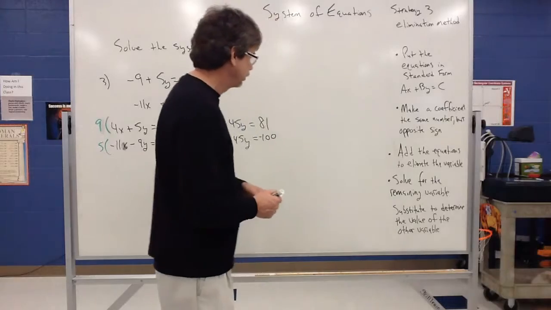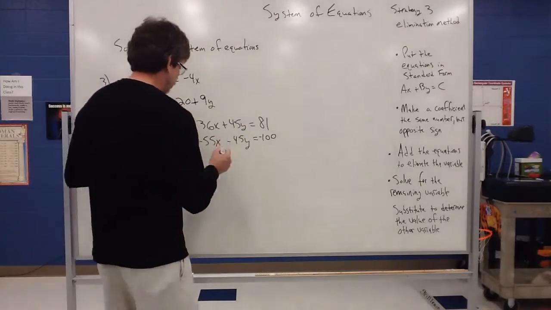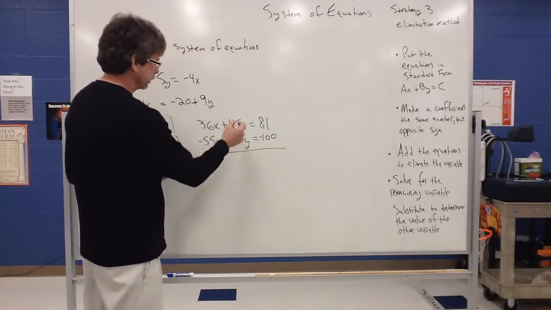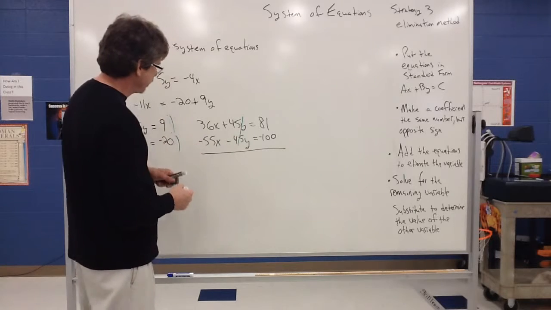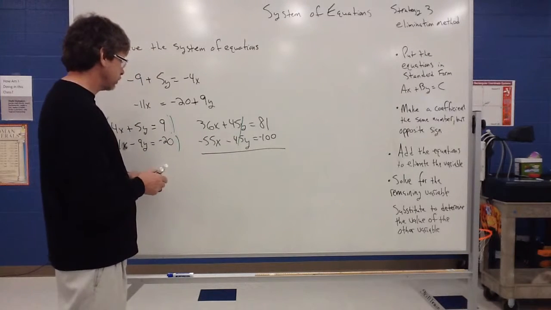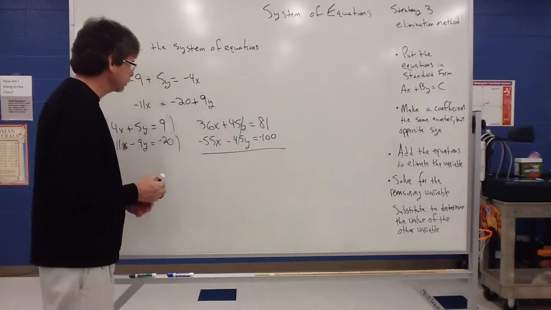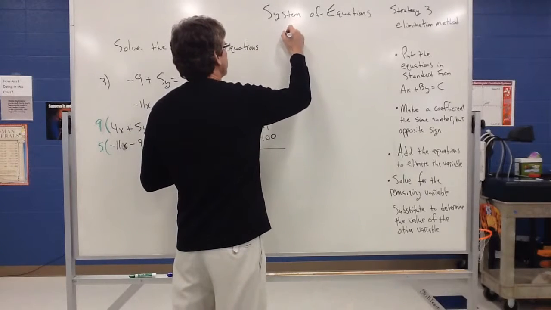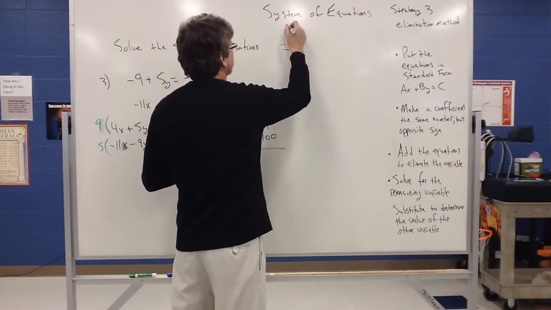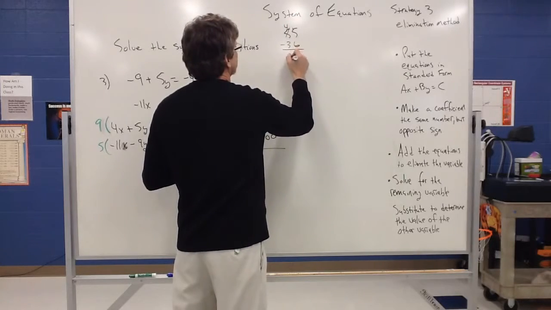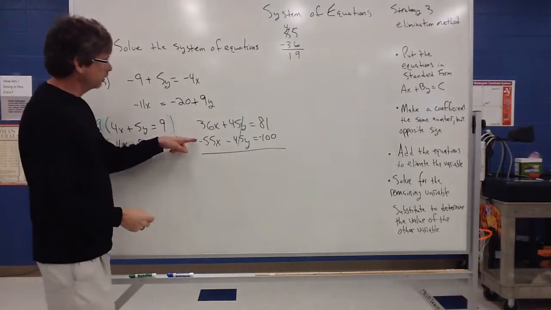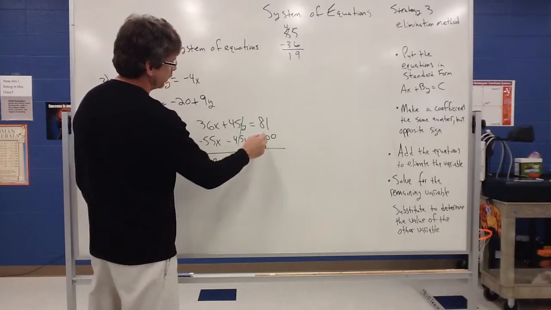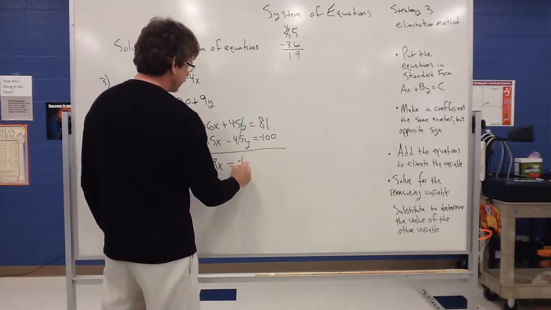Now I'm ready to add to eliminate the variable. So I'm going to add down the page. The variable that's going to eliminate is my y's. So I'm going to be solving for the x's. So I have a negative 55 and a 36. Since one's positive, one's negative, I'm going to be subtracting. So 55 minus 36 looks like 19. And since the bigger number is negative, that makes that a negative 19x. And then I'm going to have a negative 19 on the other side.